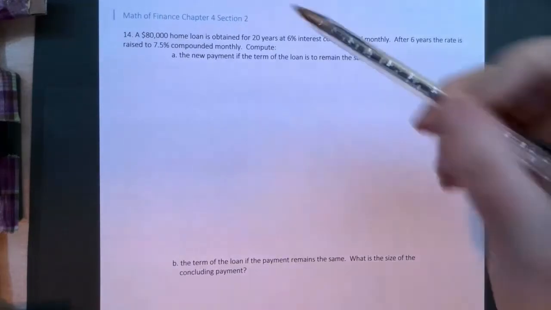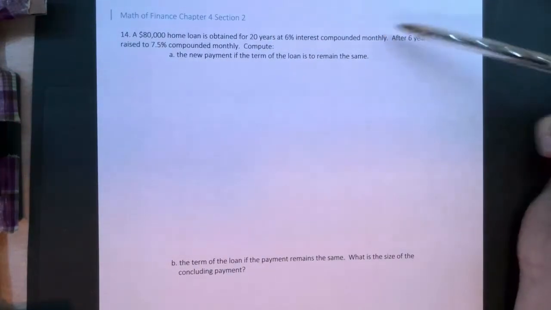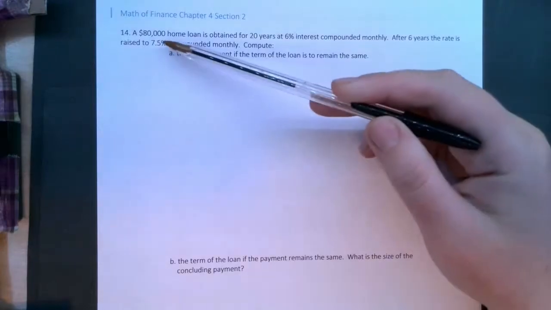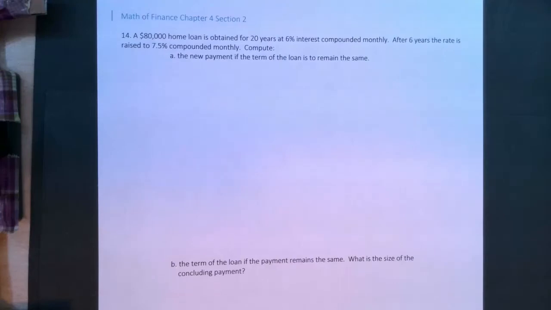Okay, so an $80,000 home loan is obtained for 20 years at 6% interest compounded monthly. In 6 years, the rate is raised to 7.5% compounded monthly. Okay, so again, this is a refinancing option. So we have to compute the new payment if the term of the loan remains the same. So first thing we have to do here is figure out what the current monthly payment is. Then we have to figure out how much we still owe, and then we're going to use that amount that we still owe to find our new monthly payment, so the refinancing payment.